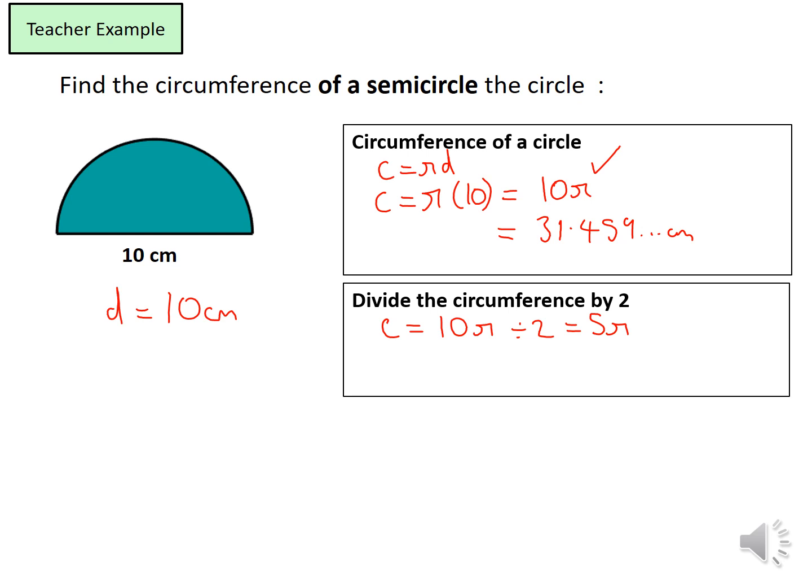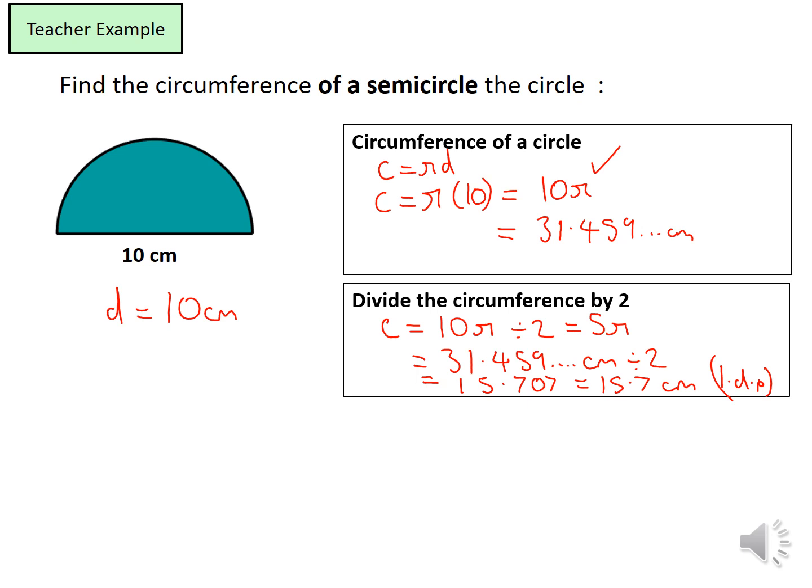So the circumference of a semicircle can be written as 5 pi, or if you want to write the numbers down, you will write down 31.459 and whatever the other numbers were, and you divide this by 2. Now your answer here should be given as 15.707, or if you rounded it up, 15.7 centimeters. Okay, so your circumference of a semicircle is 15.7 centimeters to 1 decimal place.